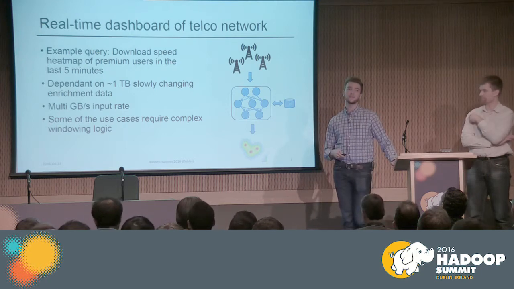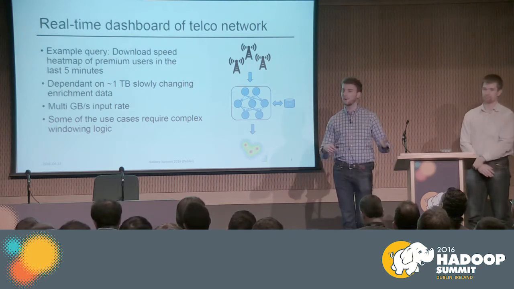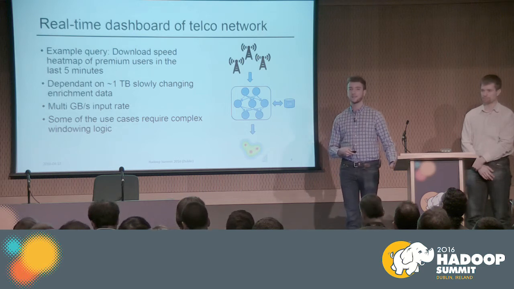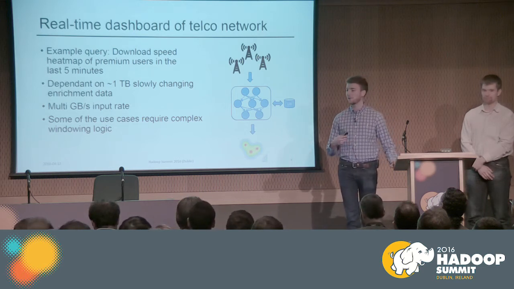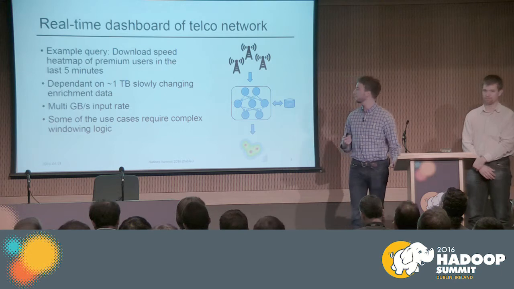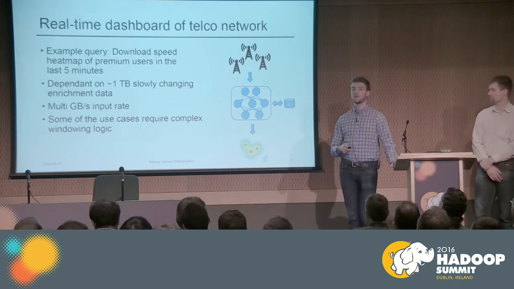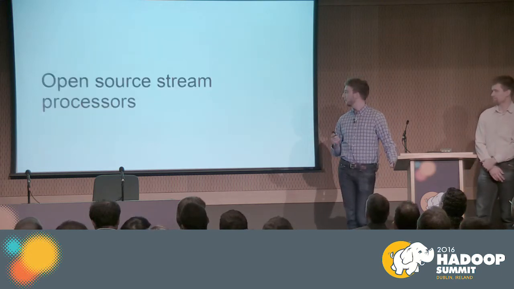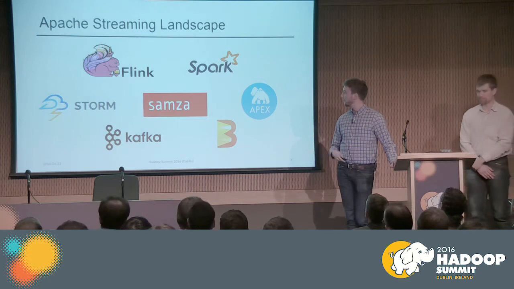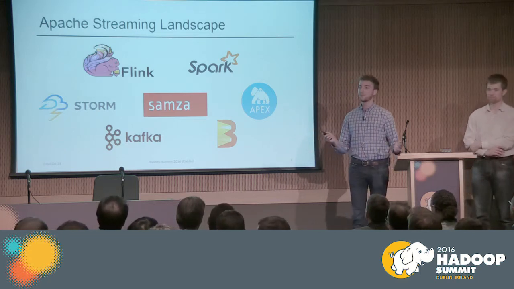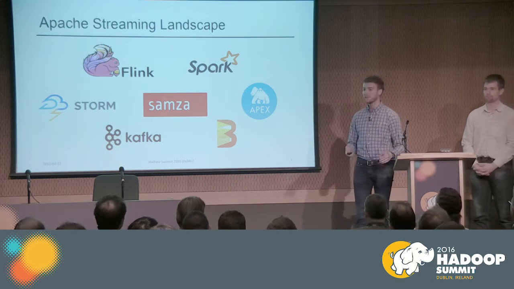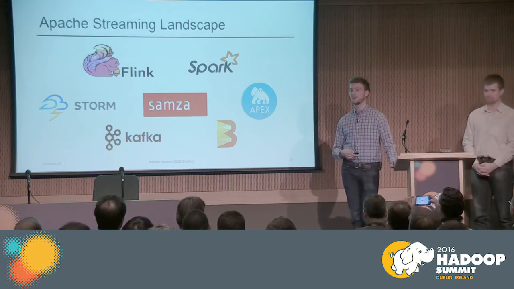So these are just two examples of a broad class of problems that today's streaming frameworks face. So let's look at the tools that we have today in the Apache ecosystem. In the last 2 years, the streaming space has exploded. Now we have a lot of choices of frameworks.